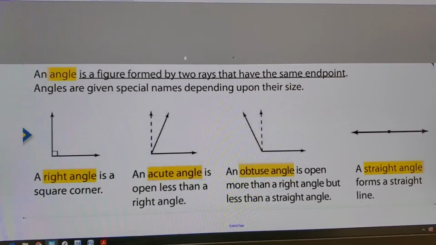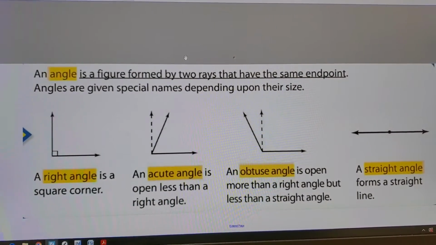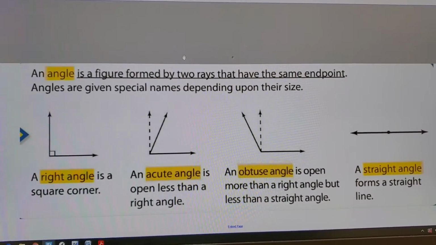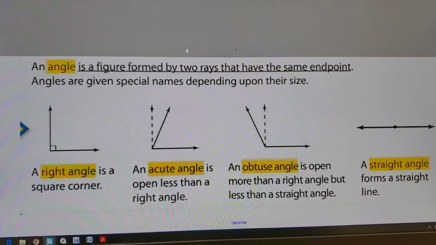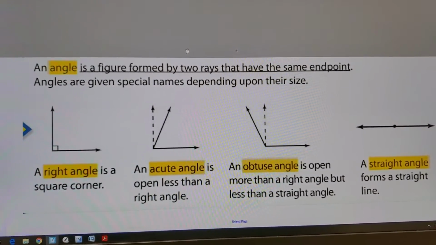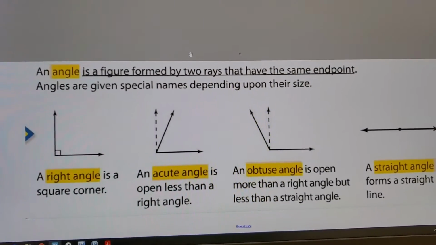And a straight angle, which is basically a straight line. Remember that they have arrows showing that it can go on forever in those two directions. Today we're going to learn how to measure angles using a protractor.